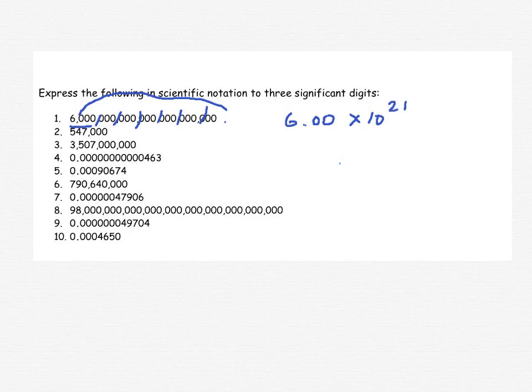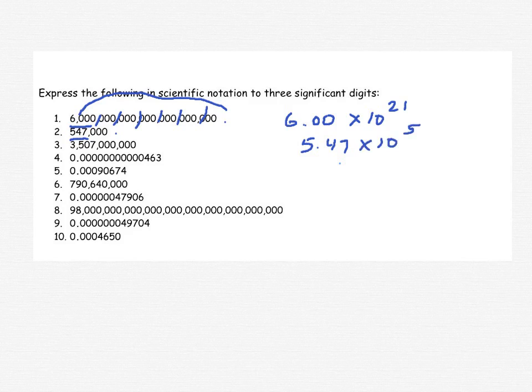Number 2, you want to keep 3 significant digits. So it will be 5.47. Places you move the decimal, you have to move it from the end to between the 5 and the 4, which is 5 places. So 5.47 by 10 to the 5th.